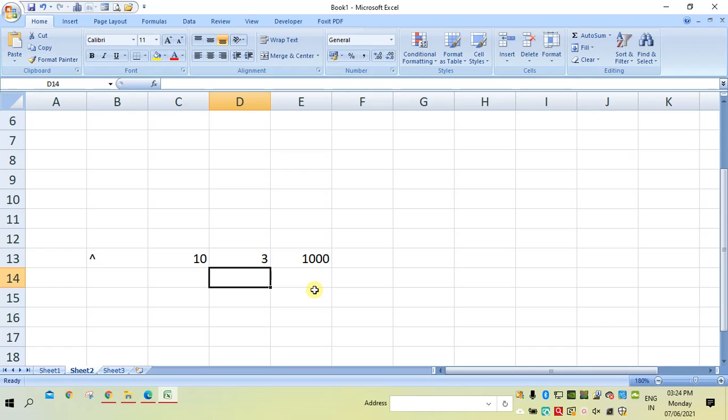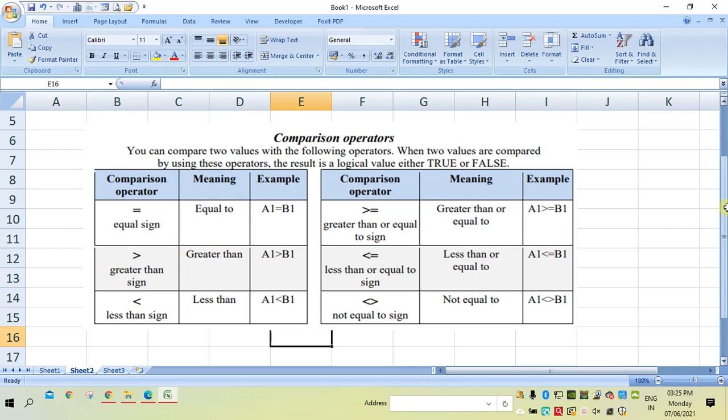Now we will see the comparison operators. These are logical operators, or we can call them comparison operators. When we compare two or more cell values, it will give you either a true or false answer. This is the equal to symbol, which is used to compare two cells whether they are equal or not. If they are equal, then it will give you true. If not, then it will give you false.